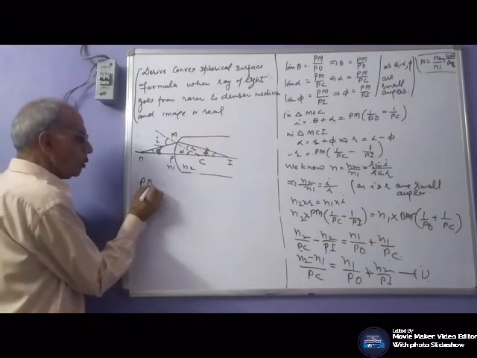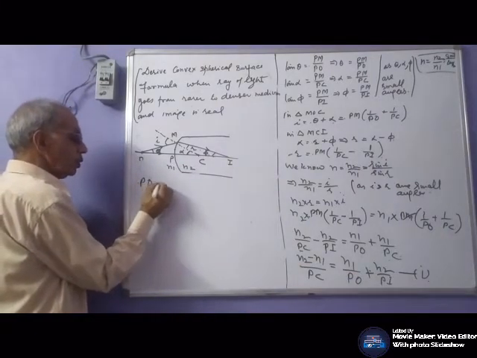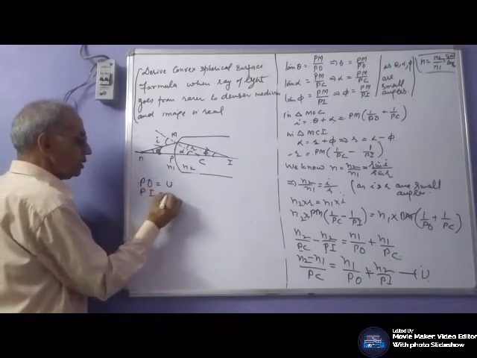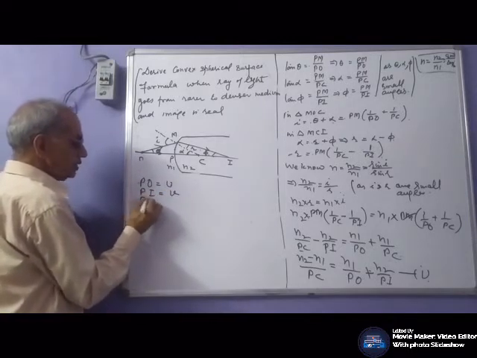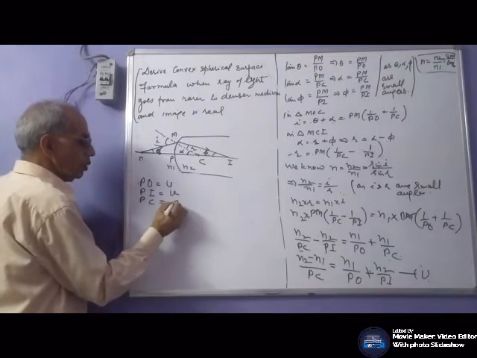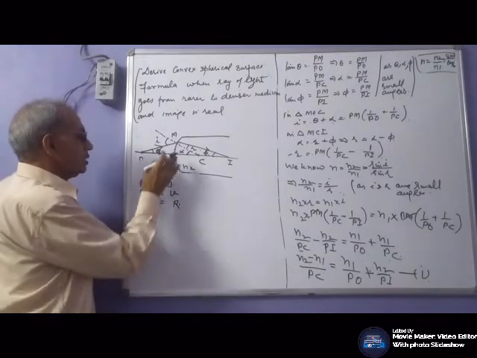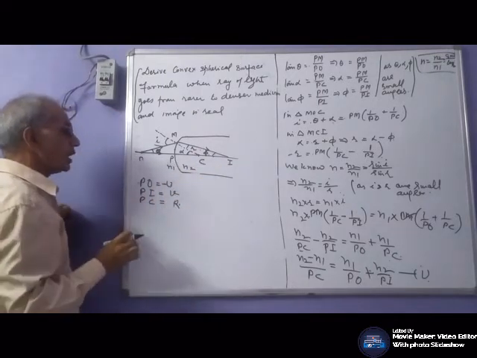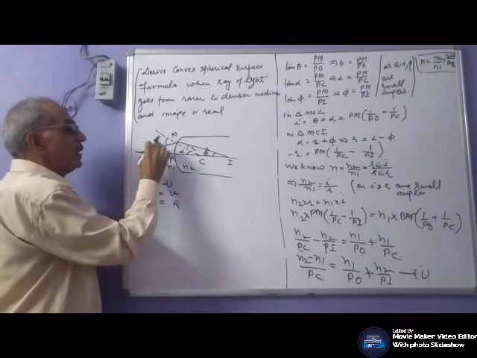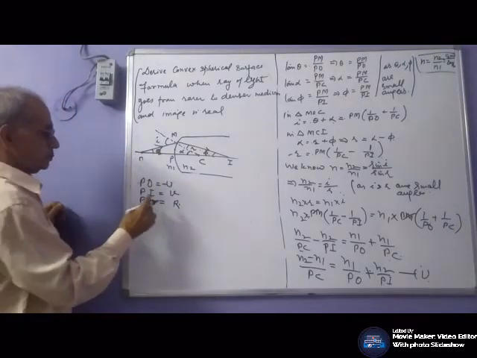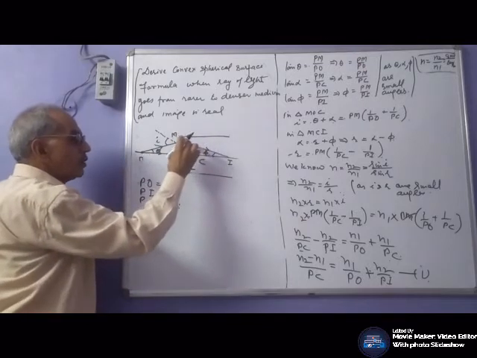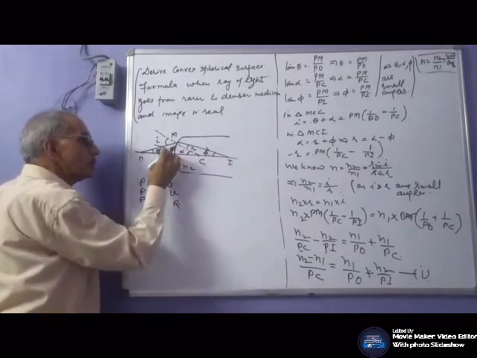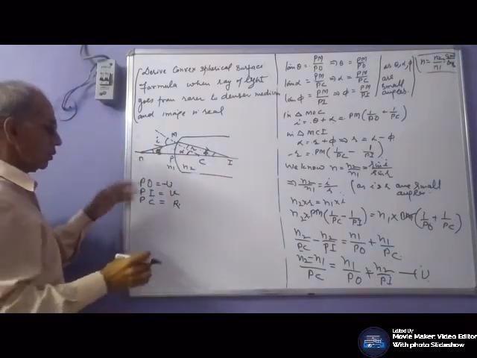PO, object distance from pole, it is U. PI, image distance from pole, it is V. PC, center of curvature from pole, it is R. Now this is on the left, minus; right, positive. Third sign convention, distances along the incident ray are taken as positive. This is the direction of the incident ray. So these distances will be positive and this distance will be negative, left negative, right positive.